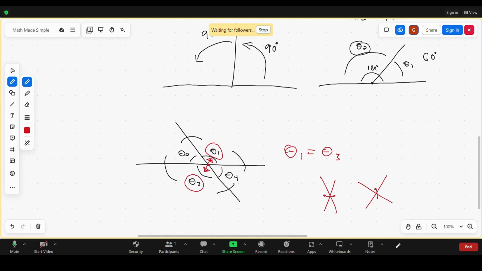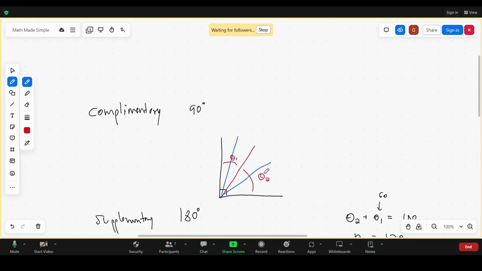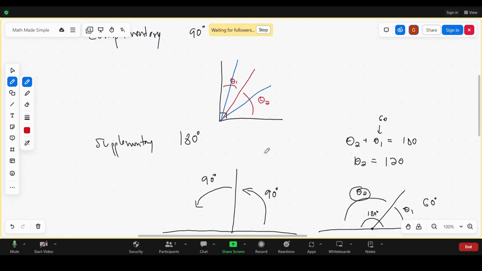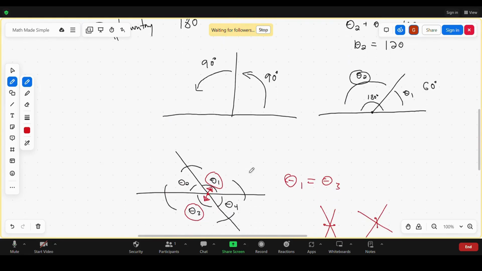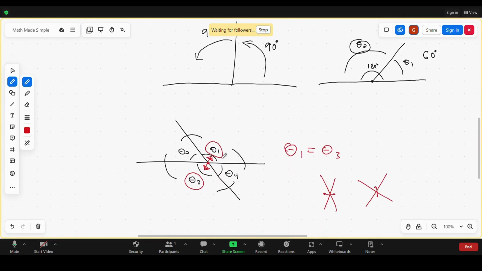Great, so a brief summary. Complementary angles are angles that add up to 90 degrees, such as these ones right here. Supplementary angles add up to 180 degrees, so they will always form a straight line. And when you have two lines that intersect, vertical angles will always be equal to each other.